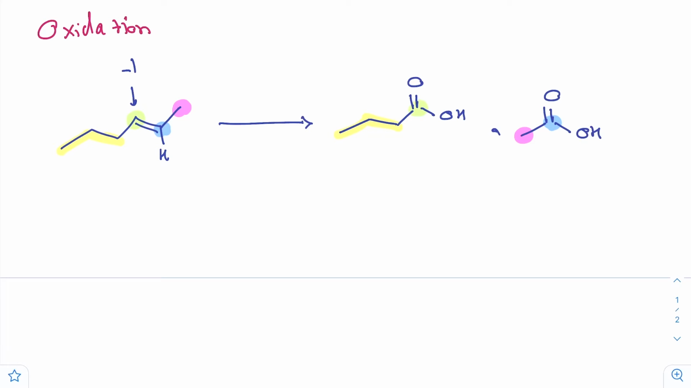And then I can do the same analysis for the blue carbon. It is supposed to have 4 electrons. It has 2 from the bond with the green carbon. It has 1 from the bond with the purple carbon, and it has 2 from the bond with hydrogen. So it has 5. So the oxidation state of that also is -1.